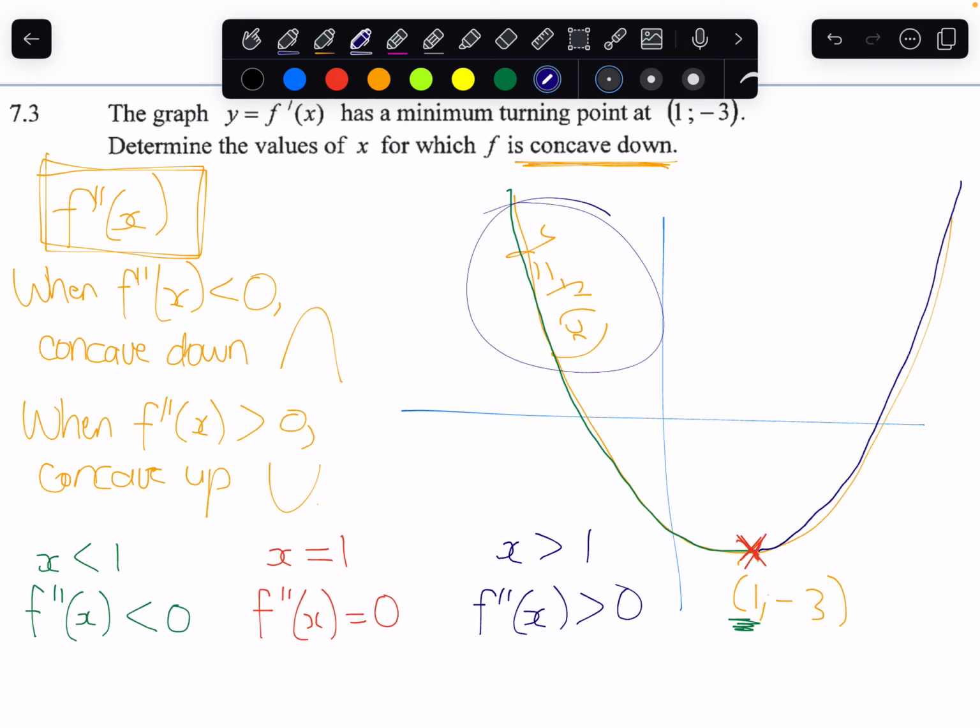We're talking about it relative to f prime x. But now the question tells us to talk about the concavity of f, right? So now when we look at f double prime x relative to f, it is now talking about concavity. So relative to f prime x, it's talking about gradient because it's the first derivative of f prime x.